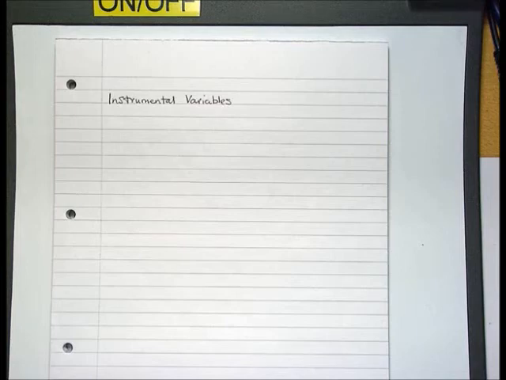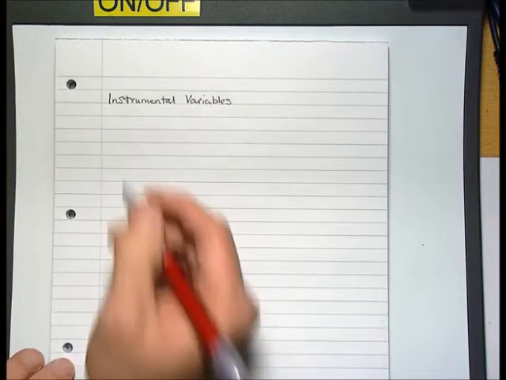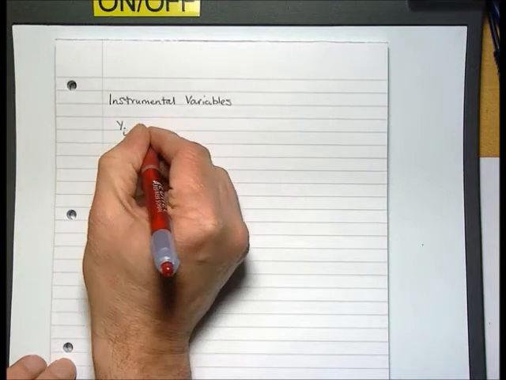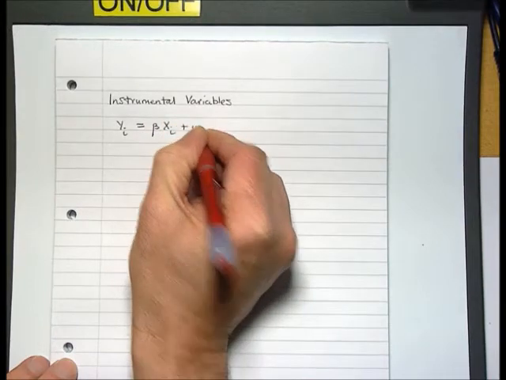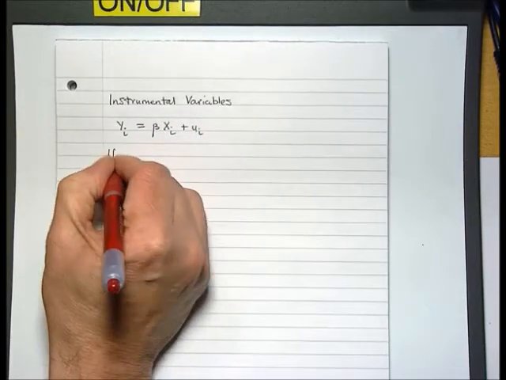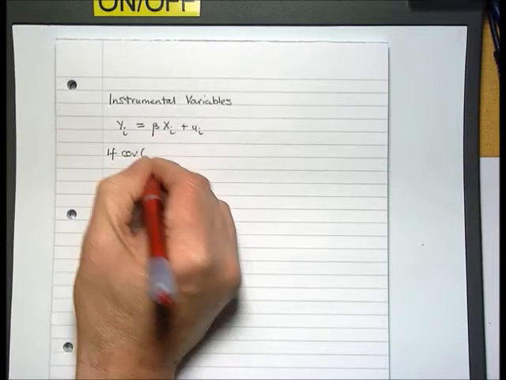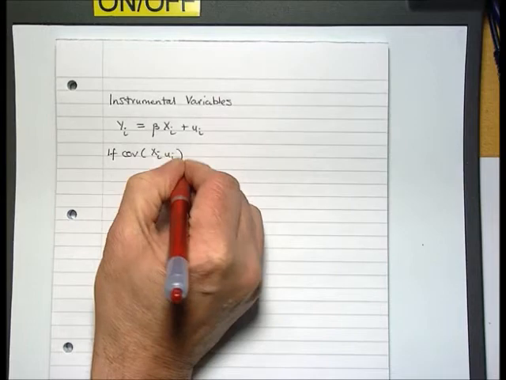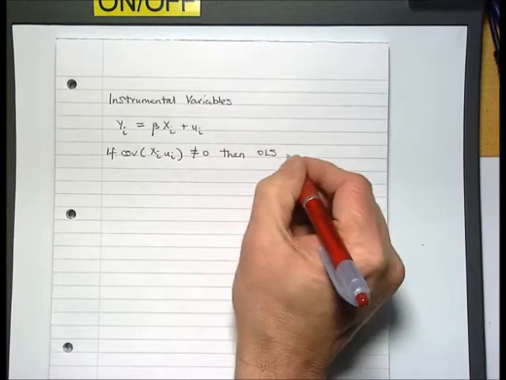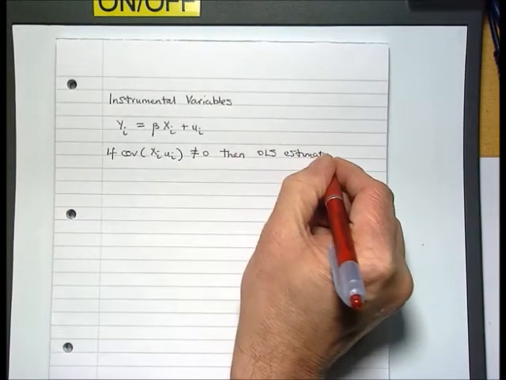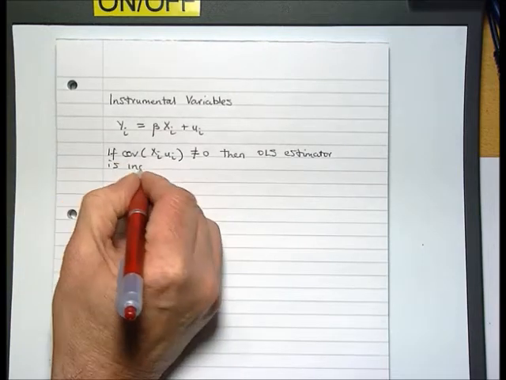Basically, the problem arises because when we're trying to estimate one equation from a simultaneous set of equations, we get a correlation between the regressor on the right-hand side of the equation and the error term. Okay? So we've got models like this, where yi equals beta xi plus ui. Then what we've seen is that if the covariance of xi and ui is not equal to 0, then the OLS estimator is what we call inconsistent.